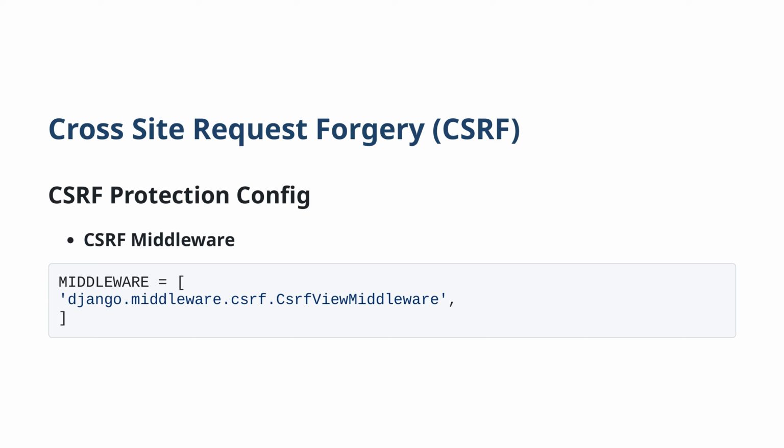Here's how you configure it. Python MIDDLEWARE = django.middleware.csrf.CsrfViewMiddleware. By adding this middleware, Django will automatically check for a CSRF token in POST requests, helping safeguard against CSRF attacks.